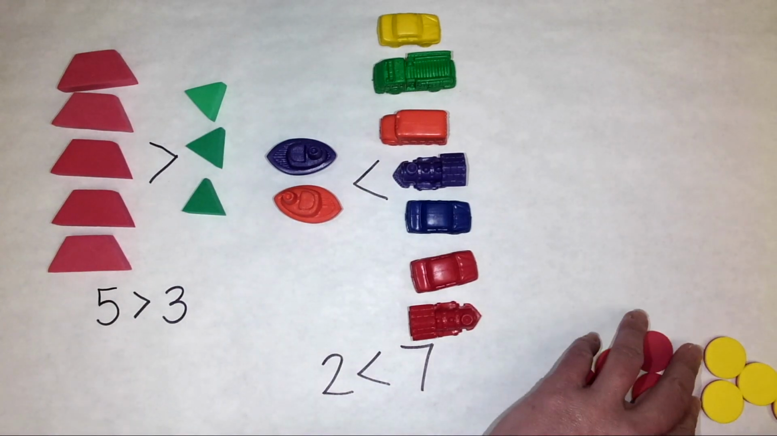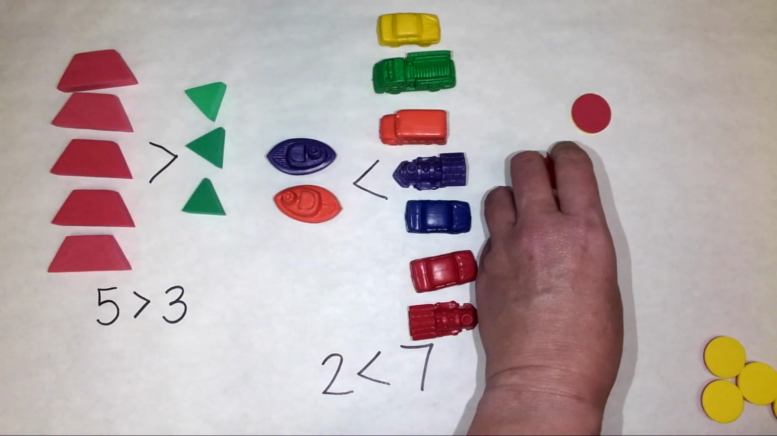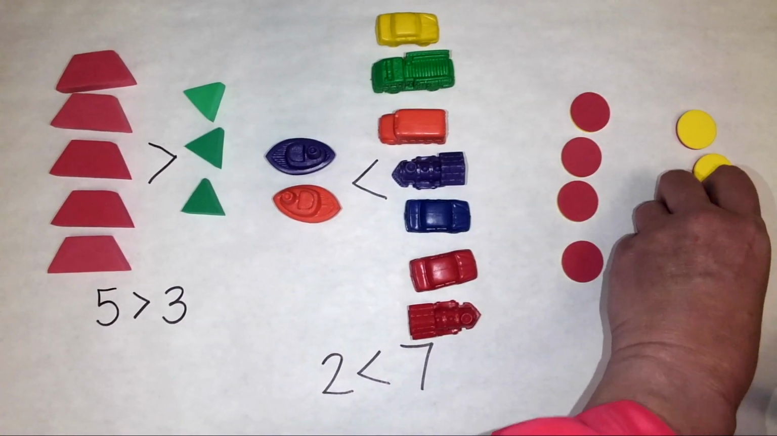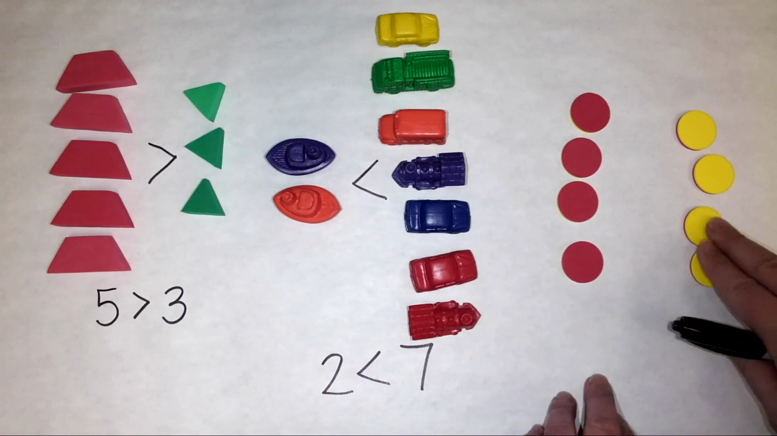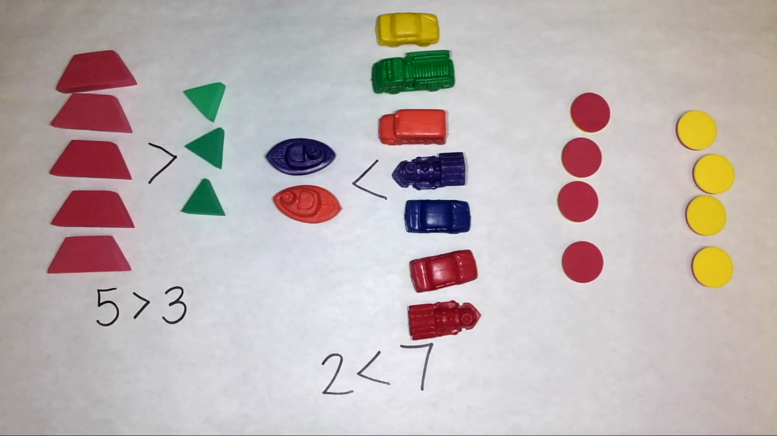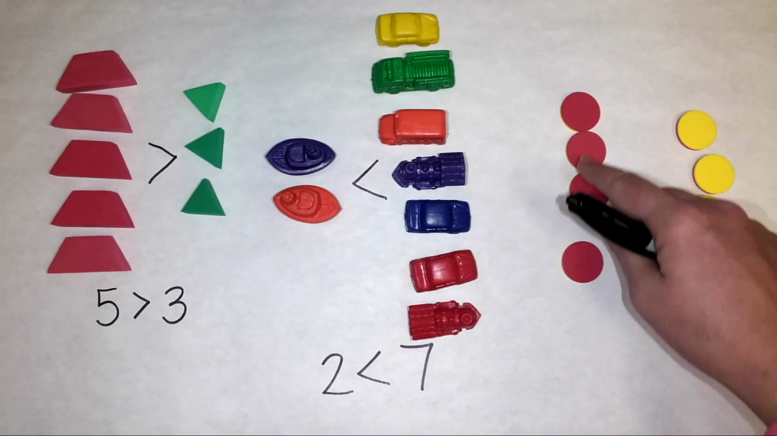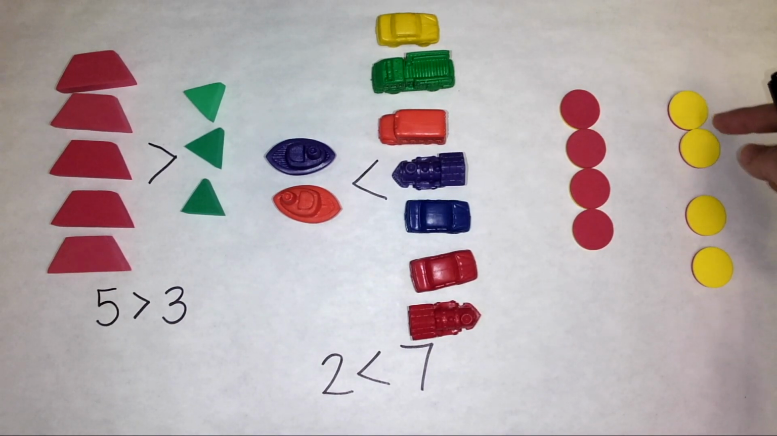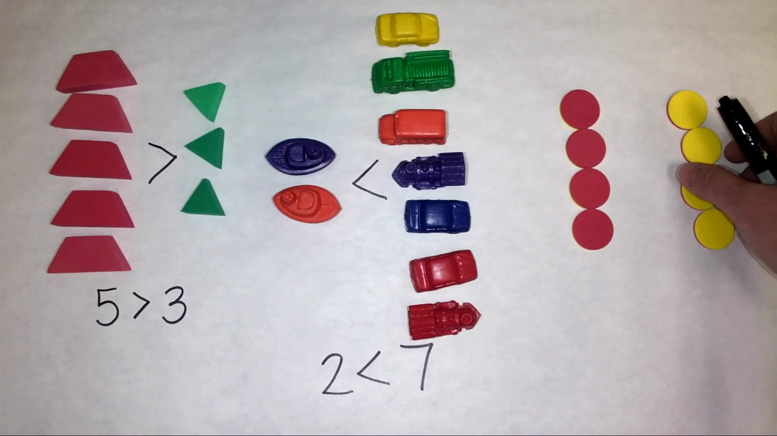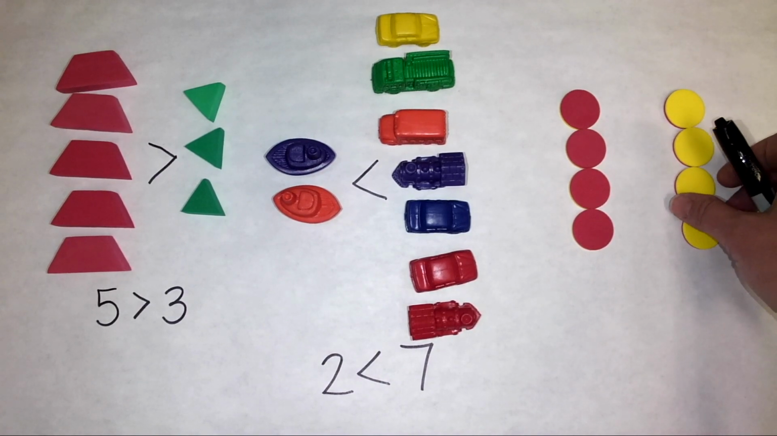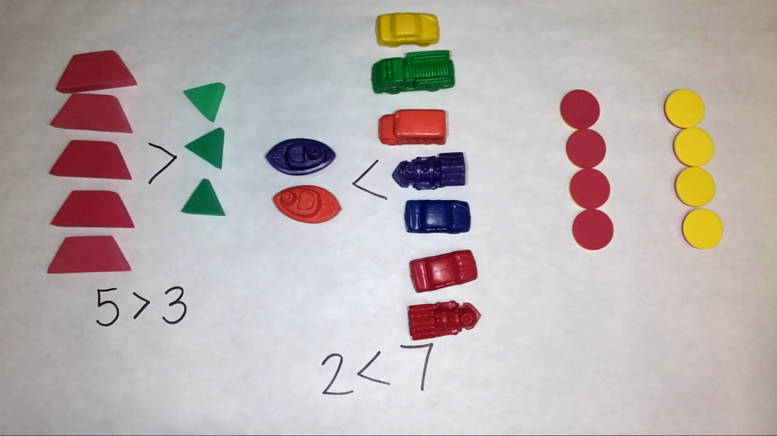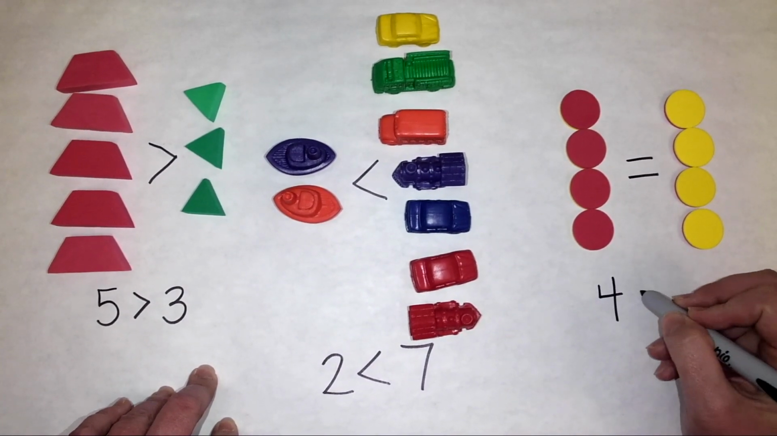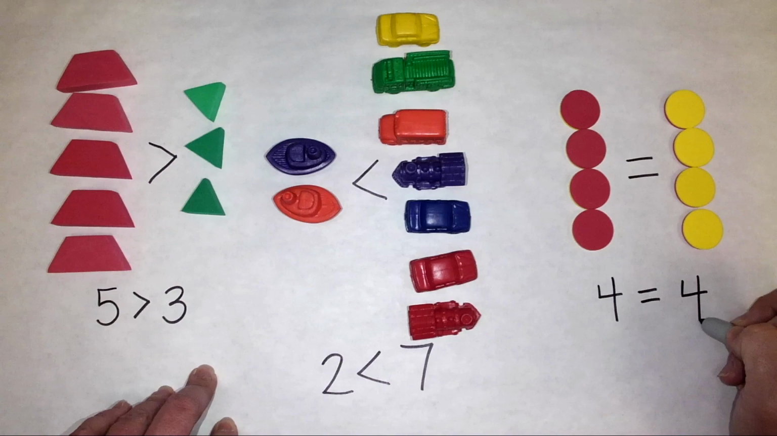Now I'm going to look at my counters here. I have some red counters and I have some yellow counters. So I'll go ahead and bring those onto my workspace. And let's see, in this set of red counters, I have 1, 2, 3, 4. And in my set of yellow counters, I have 1, 2, 3, 4. So I could think, well, which is more or which is less? Neither. They are equal. 4 is equal to 4.